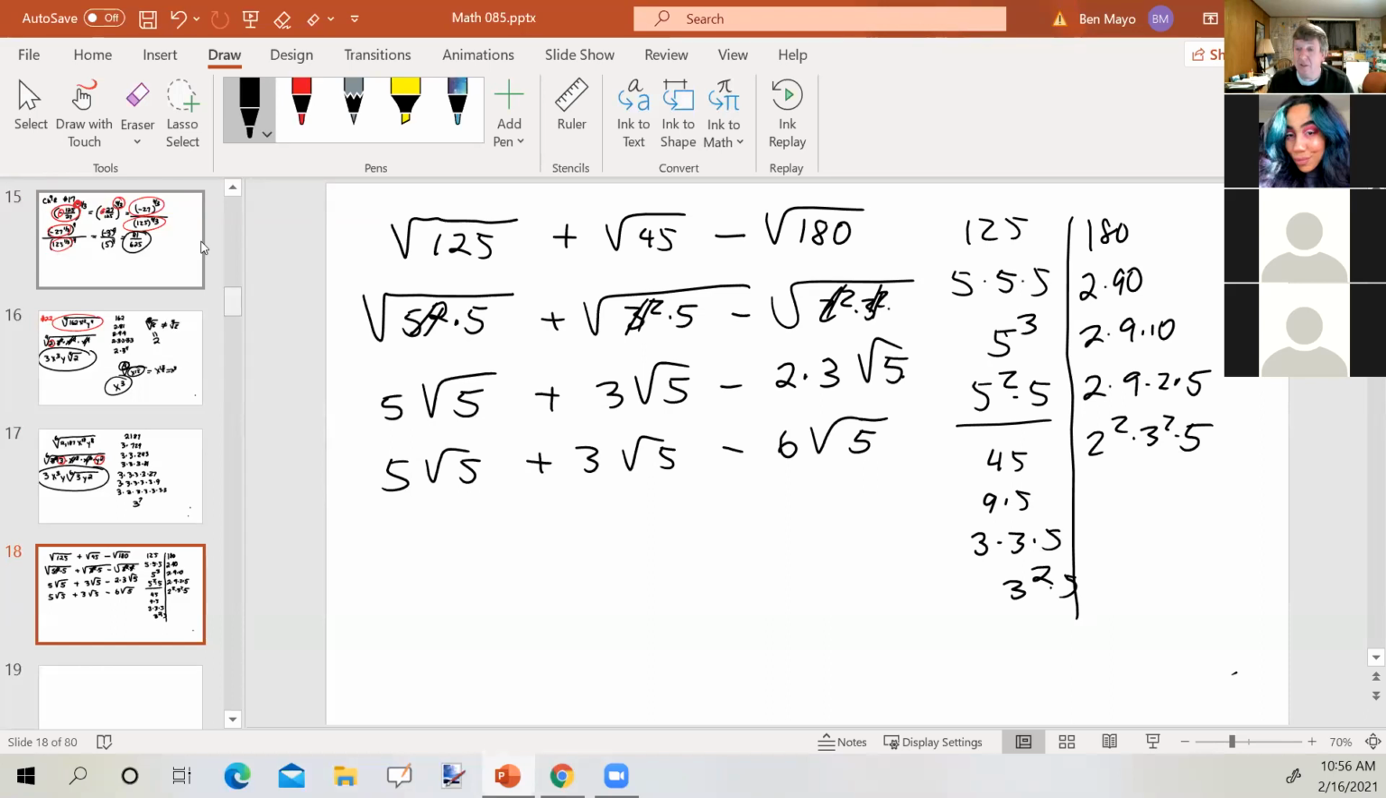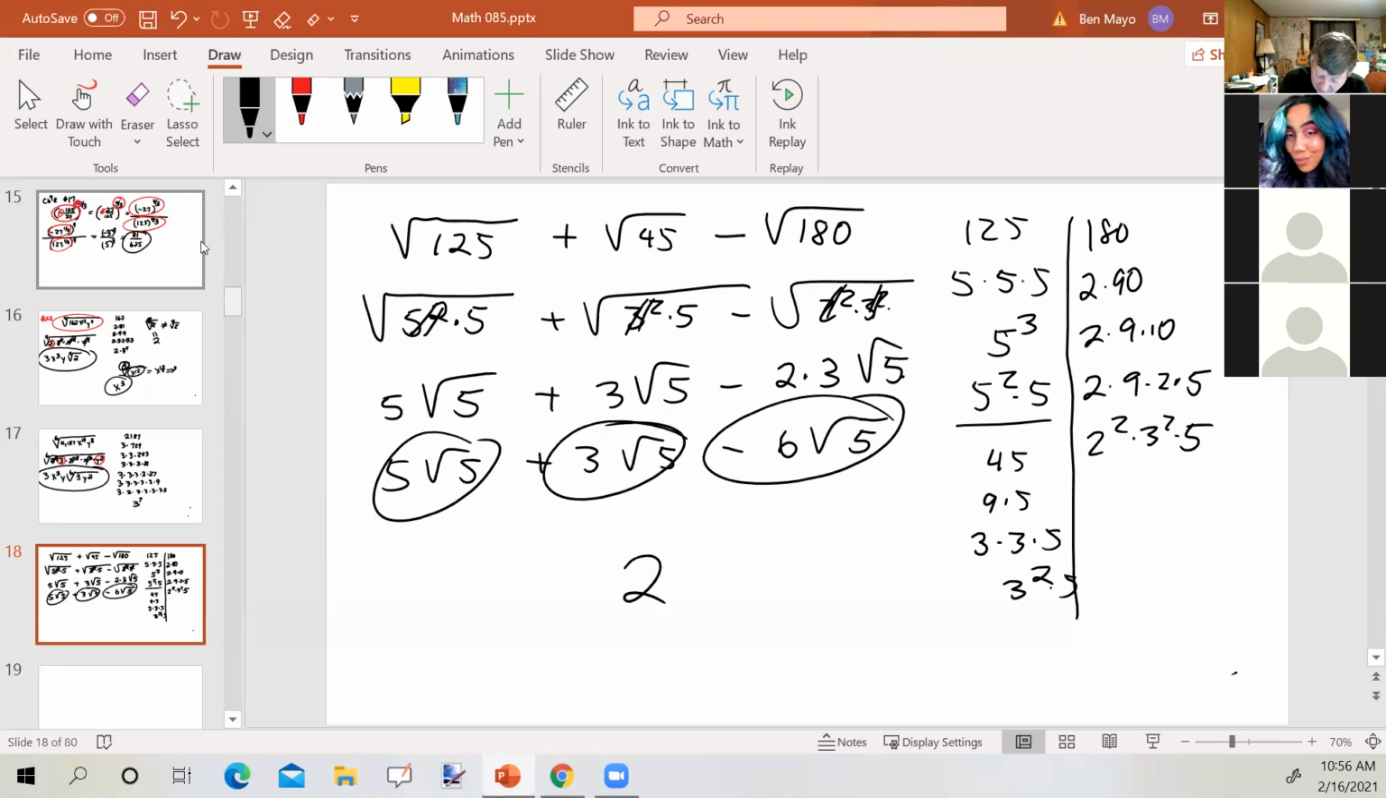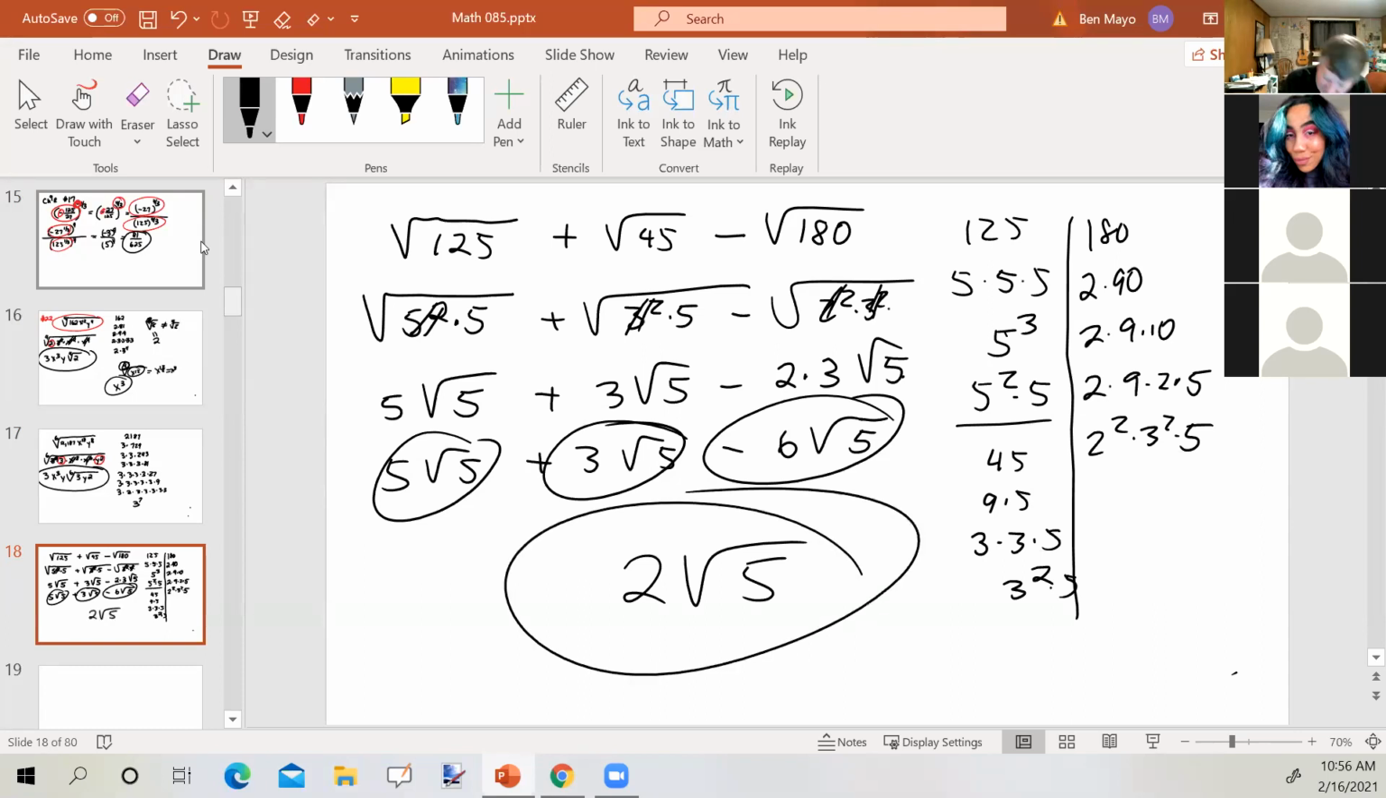Okay, now these are all like radicals. So 5 of this plus 3 of this is 8 of this. 8 minus 6 of this is 2 of this. This being the square root of 5.